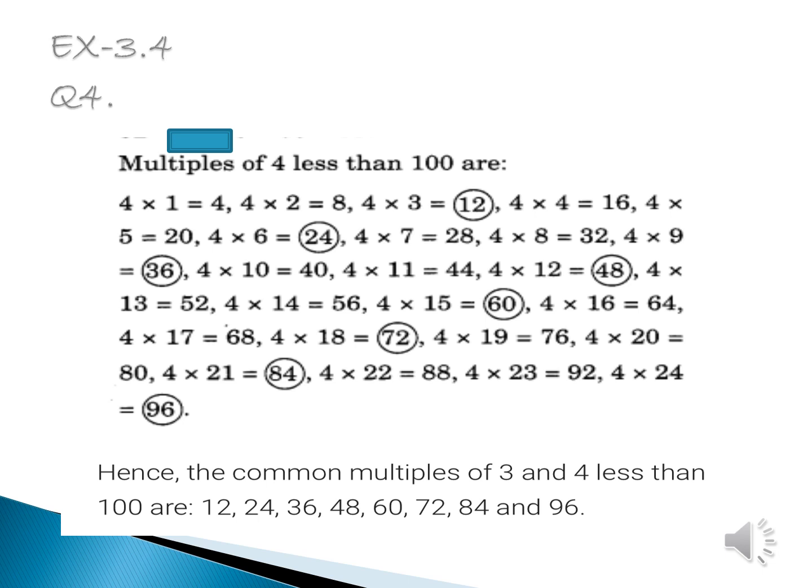So here if you see the circled numbers, and if you just compare it with the previous list that you had, multiples of 3 less than 100, the circled numbers are the same in both the lists, right? So the common multiples of 3 and 4 which are less than 100 are very few, that is 12, 24, 36, 48, 60, 72, 84 and 96. So none of the questions related to common multiples is difficult. It is very easy. You just have to learn the tables for writing the common multiples. So let's move on to the question number 5 now.